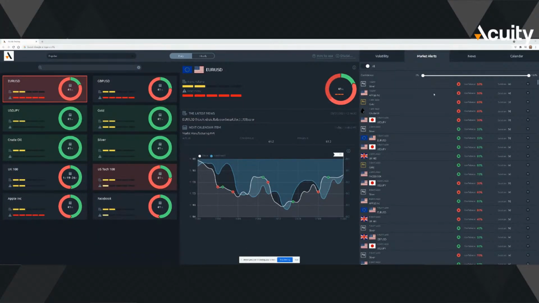drill down into it. So the market alert section can be accessed via the second column on the right hand side of the screen. We've got volatility, market alerts, news and calendar. Market alerts is the one we're going to focus on. Now we can see all the market alerts which have been published, the most recent, all the way down, and go back historically as well.